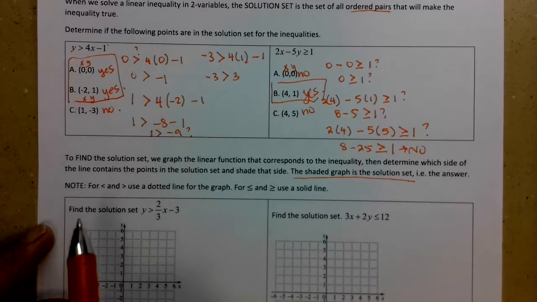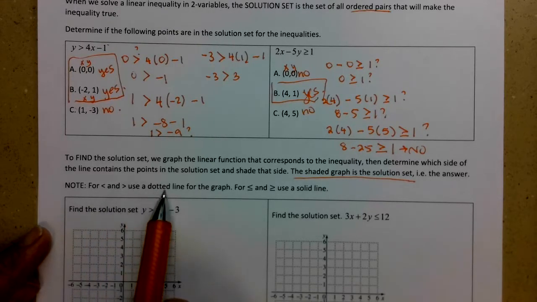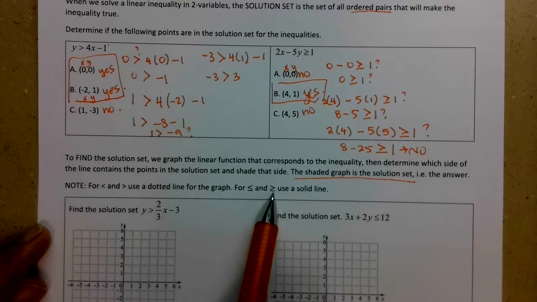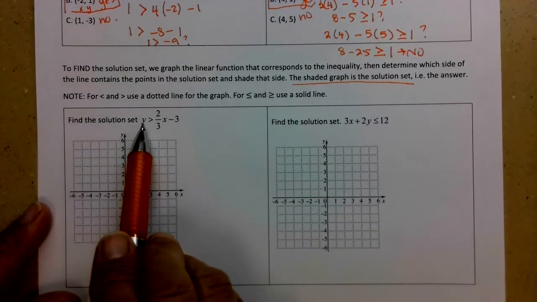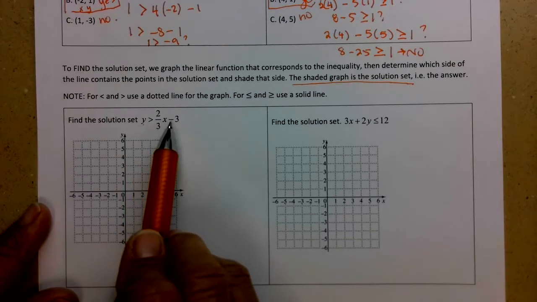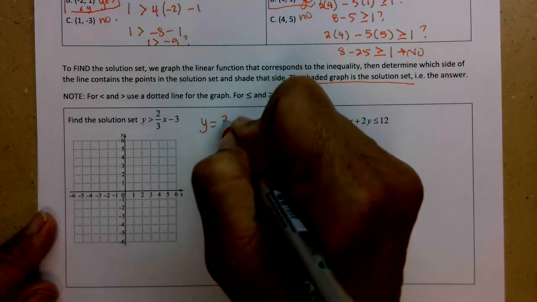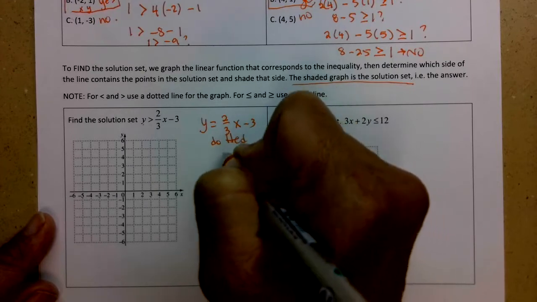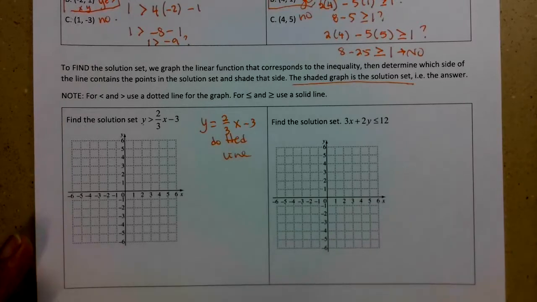Now, just a little note: if your inequality is a less than or greater than, then we use a dotted line for the graph. If it's less than or equal to, or greater than or equal to, then we're going to use a solid line. So right now, let's start with graphing the solution set of y is greater than 2/3 x minus 3. We start by graphing the line y equals 2/3 x minus 3, and we're going to use a dotted line because the inequality doesn't have the or equal to.